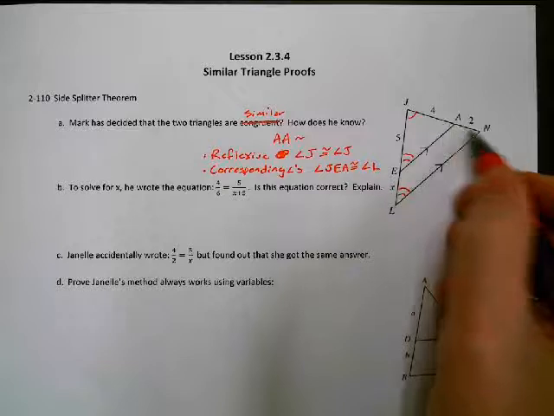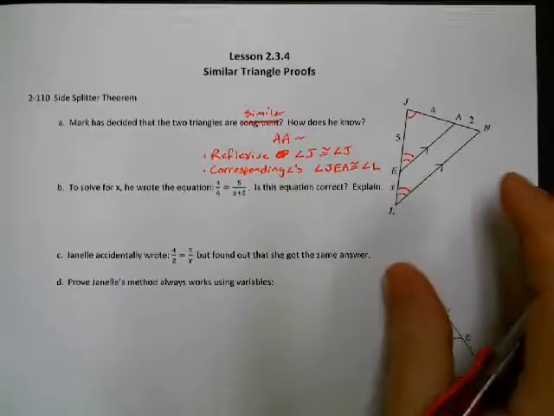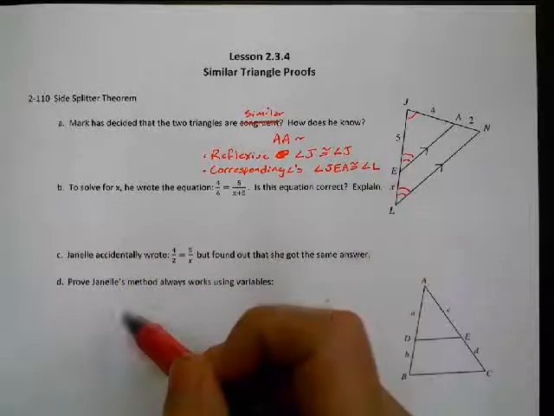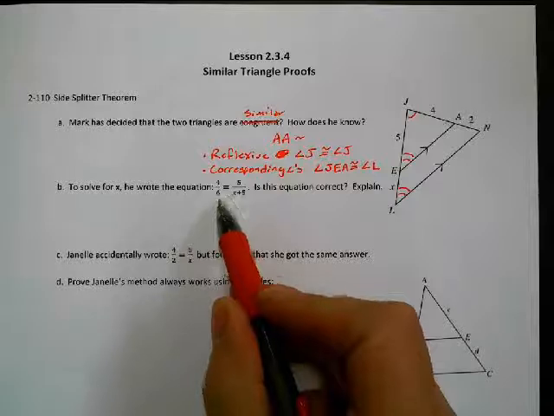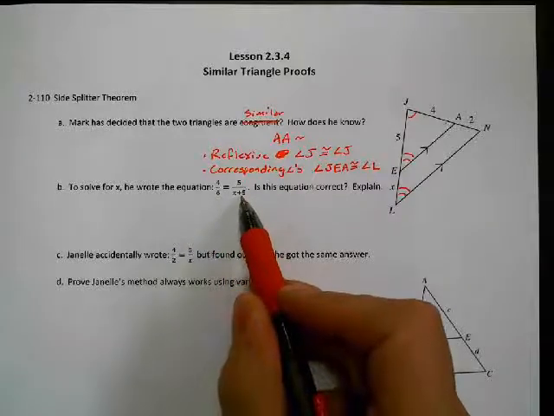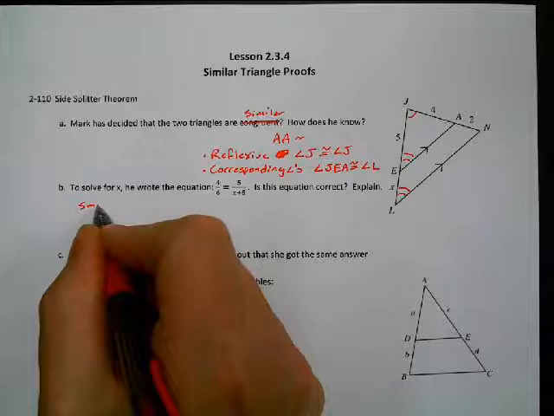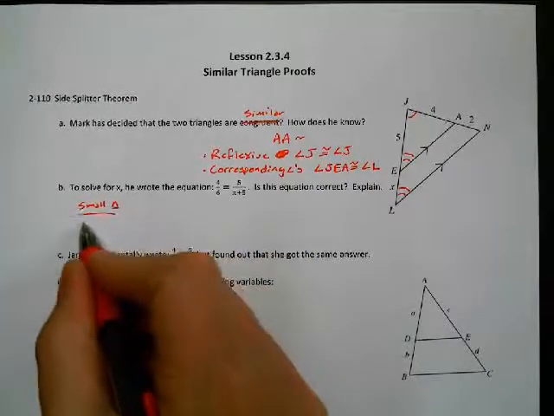We could have also used corresponding angles here, but remember, once we know that two angles are congruent, the third angles have to be congruent too. But we only had to prove two of them. So there we've got similar by angle angle. Now to solve for x, since he wanted to find x, he did 4 over 6 is equal to 5 over x plus 5. What he's doing is taking the small triangle and comparing corresponding parts to the big triangle.